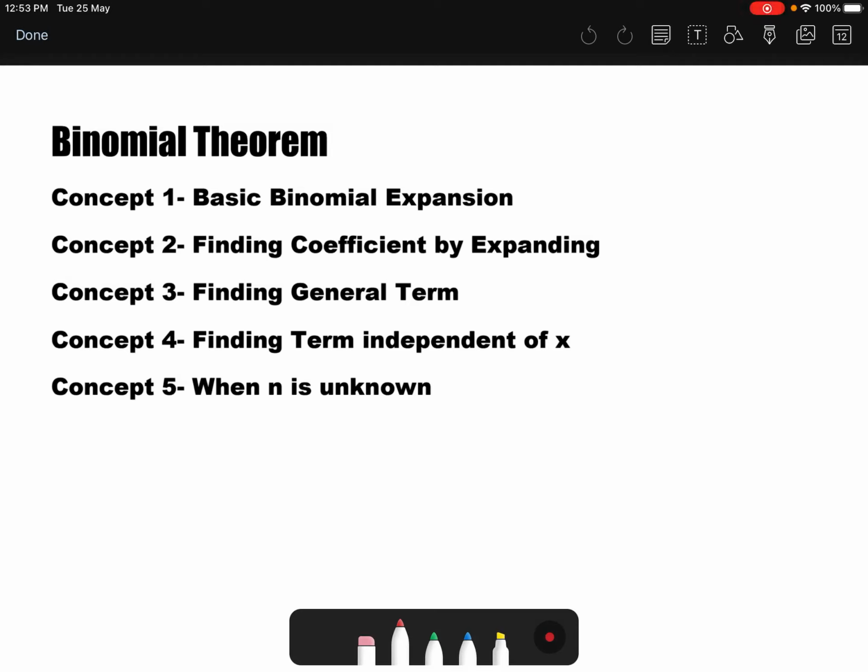Alright, so today we'll go to the new chapter called the Binomial Theorem. Basically, the Binomial Theorem teaches us how to expand something to the power of a very big number. Let's just say this is to the power of 10. Of course, it can also be to the power of 20. Okay, so first of all, there are 5 concepts.